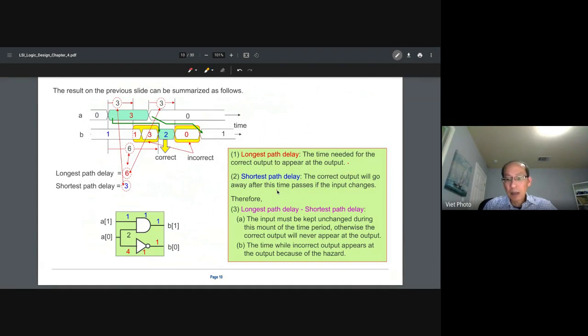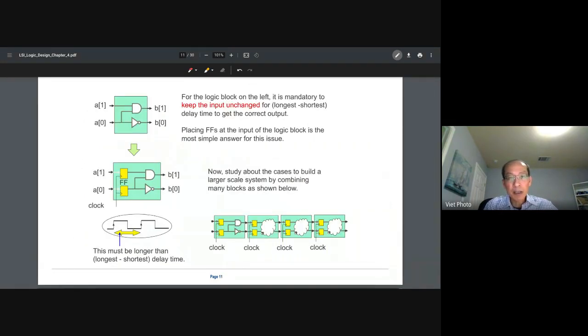Yes. Okay, I just went through that fast. So the thing is now, to avoid that problem, they will put a flop at the beginning. Now you have a flop, you have the clock, so the data changes only when you have the rising edge of the clock, right?